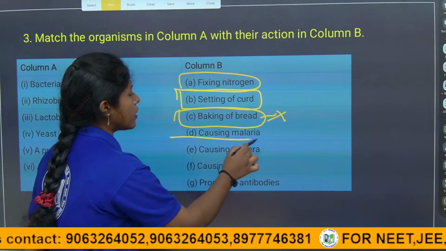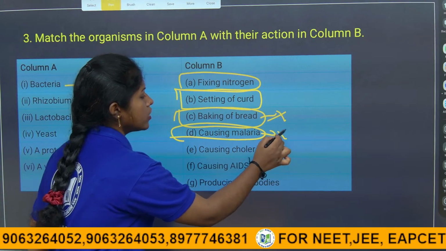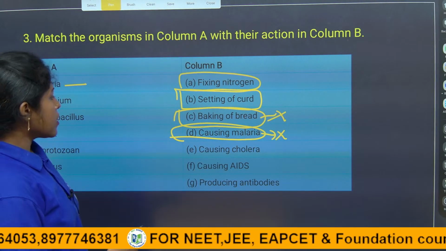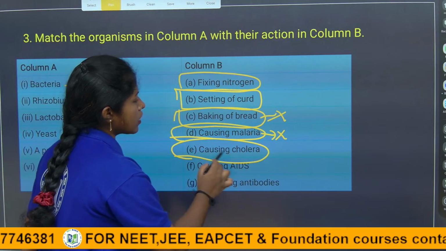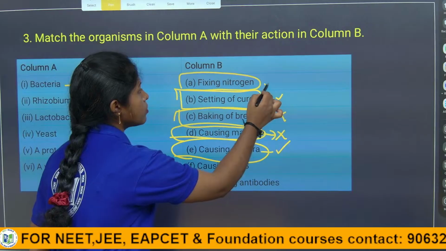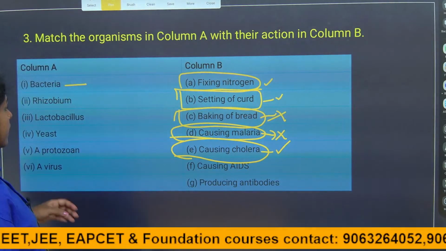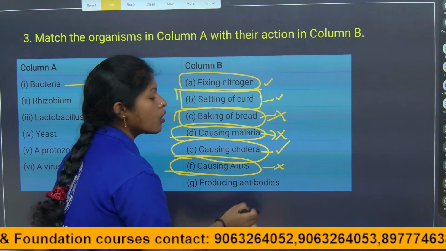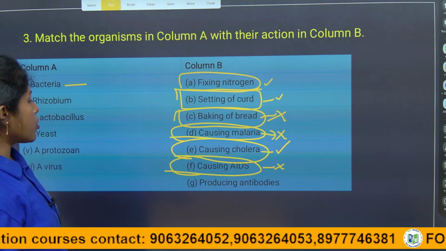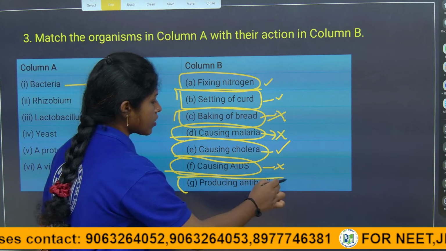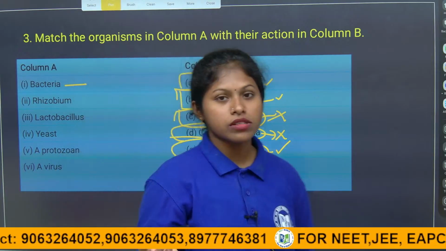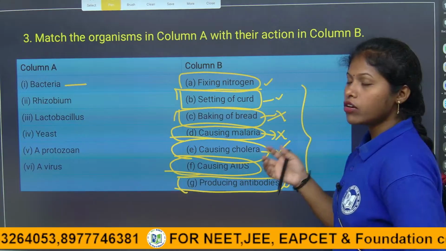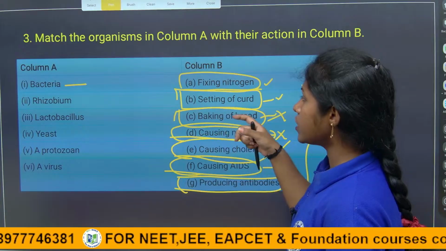Is it the causing of malaria? No, malaria's causative agent is a protozoan. So the answer is not for the first one, bacteria. Causing cholera: of course, cholera is also caused by bacteria. So these are suitable for the first one, bacteria. Causing of AIDS is not, because AIDS is caused by the HIV virus, right. Producing of antibodies also involves bacteria, right. So these are the 4 suitable, correct answers for this question, bacteria.